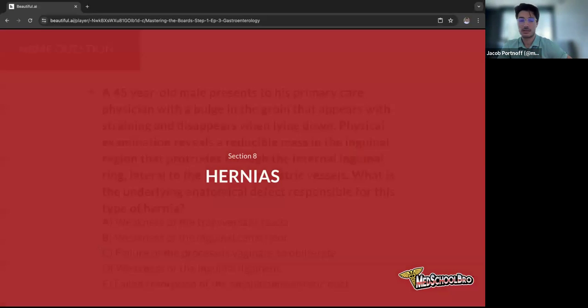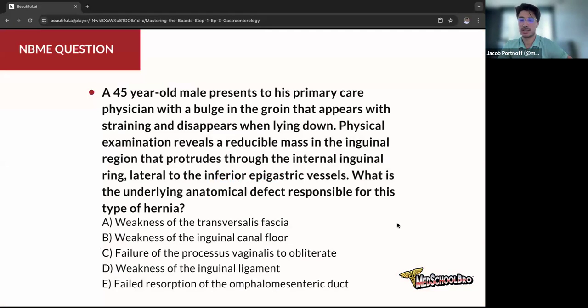So our last part of this presentation is going to be on hernias, and it's going to tie in some anatomy, okay? So we have a 45-year-old who presents to the primary care physician with a bulge in the groin that appears with straining and disappears when lying down. Physical examination reveals a reducible mass in the inguinal region that protrudes through the internal inguinal ring lateral to the inferior epigastric vessels. What is the underlying anatomical defect responsible for this type of hernia?